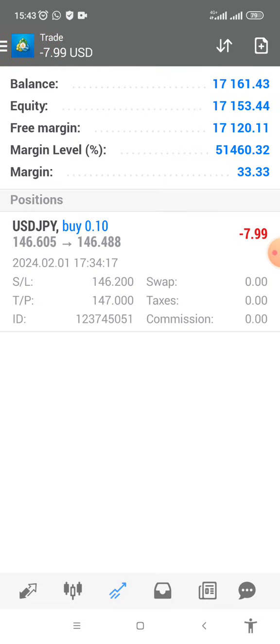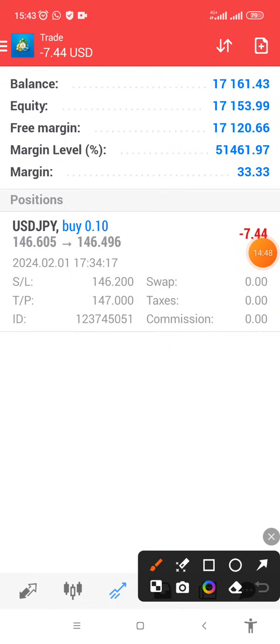When you tap on it like this, you will see everything. Look at it. You will see SL here. You will see TP here. You see the two there? Now, the SL, which is the stop loss, is set. The stop loss price is 146.200.